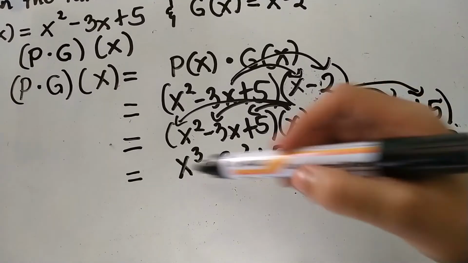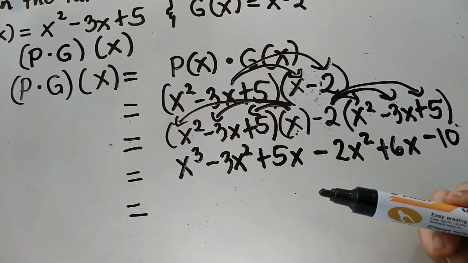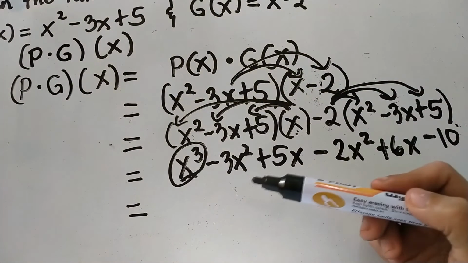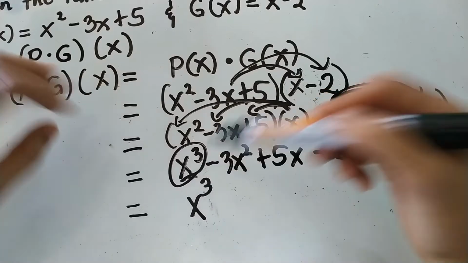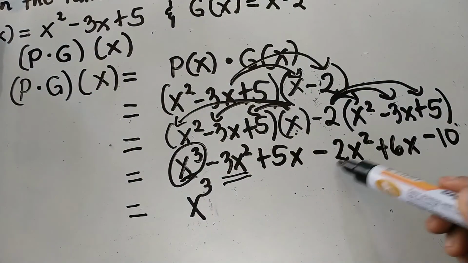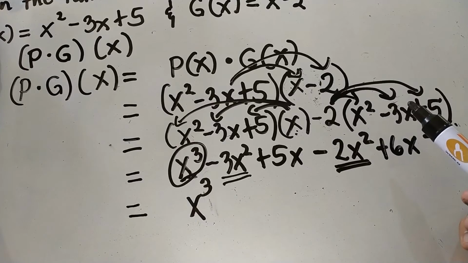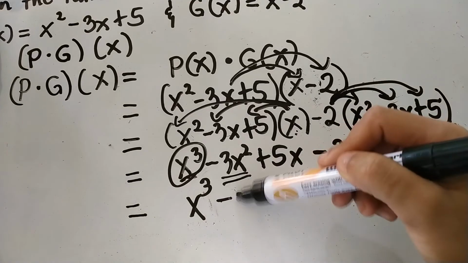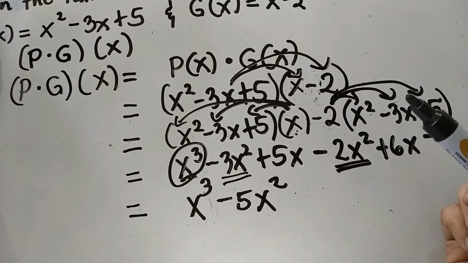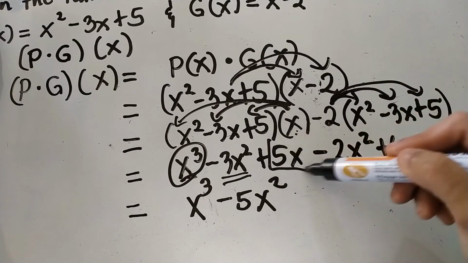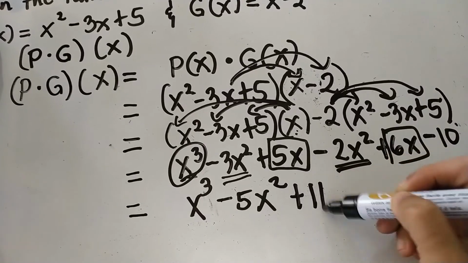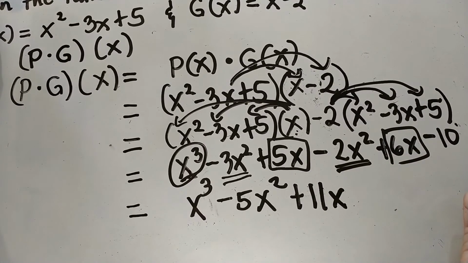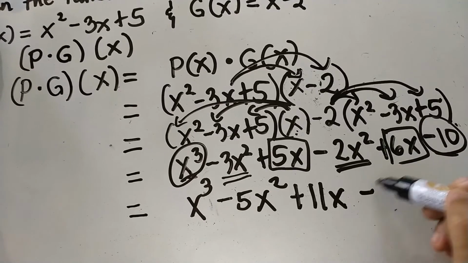So, since okay na yan, add like terms lang tayo. Anong pinakamataas na exponent? X cubed. So, copy x cubed. Next, that is negative 3x squared minus 2x squared. Para both negative, let's add, negative 5x squared. Ano sunod sa x squared? X. So, we have 5x plus 6x, positive 11x. And the last one, negative 10.